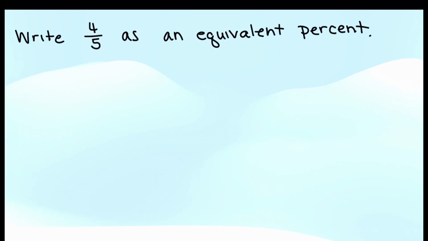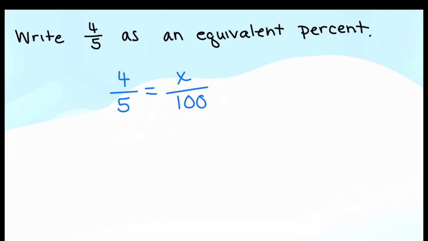All right, what if we want to write a fraction as a percent? Let's write 4/5 as an equivalent percent. Now there's a couple different ways to do this, but I want to show you how we can actually write a proportion to solve this problem. So a percent is always a number out of 100. So we can actually set up a proportion here. My percent is some number over 100. I want this to equal the fraction given, 4/5. So I'm going to set up a proportion, 4 out of 5 equals x over 100, where x is my percent.